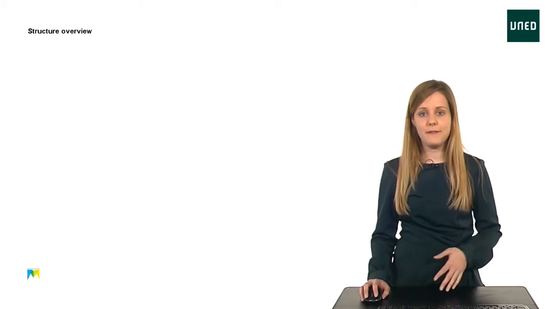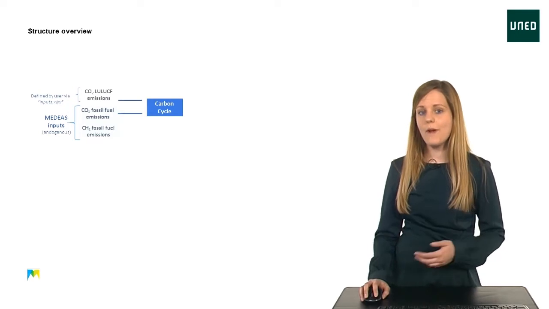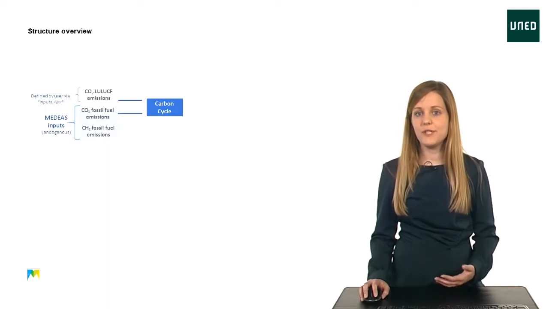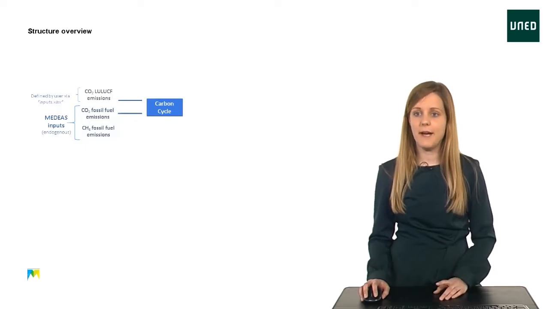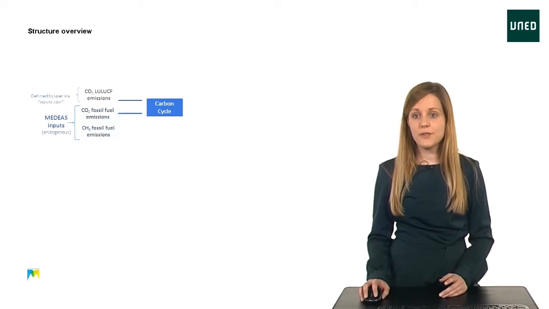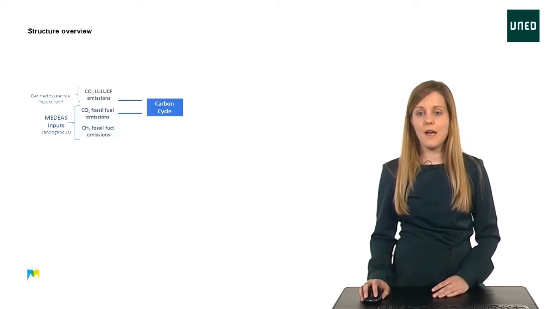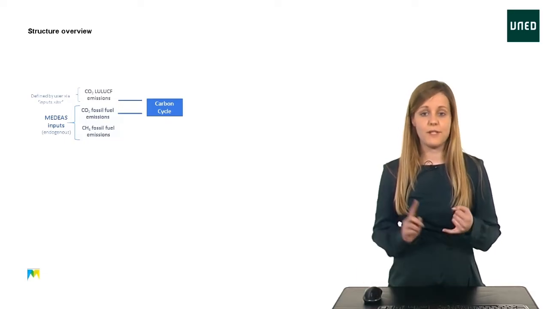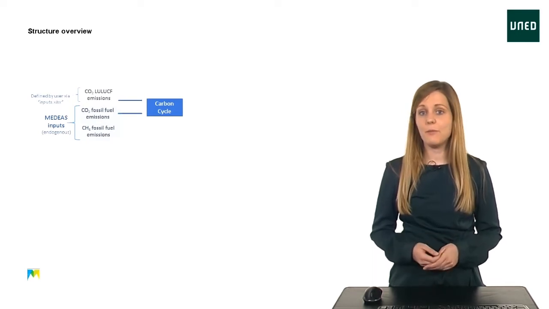I will now describe the basic structure of the climate module in MEDEAS. First, one of the inputs to the carbon cycle is the emissions of carbon dioxide due to land use changes, whose estimated value can be modified by the user via the input's Excel file. The other input to this cycle is the carbon dioxide emissions due to fossil fuel use, which are endogenously calculated in MEDEAS. Additionally, in the case of methane, the part of its emission associated to the extraction, distribution, and combustion of natural gas is also calculated within MEDEAS.